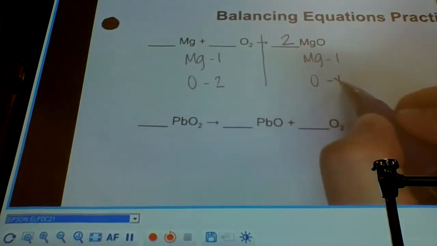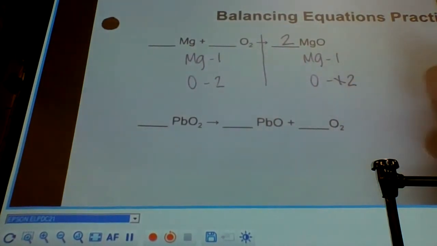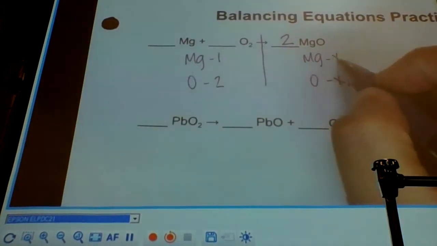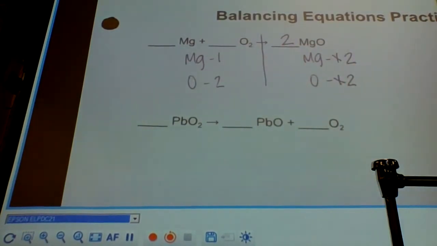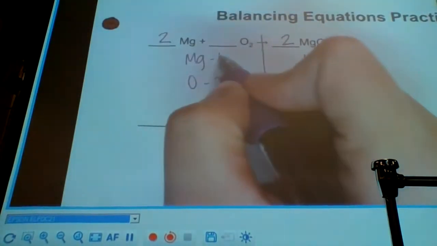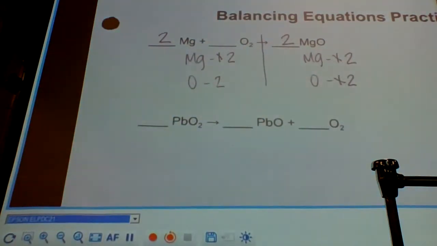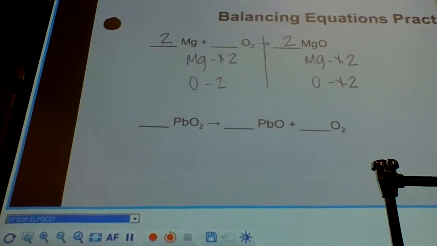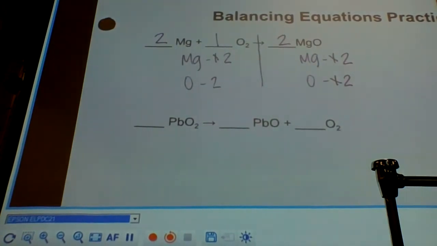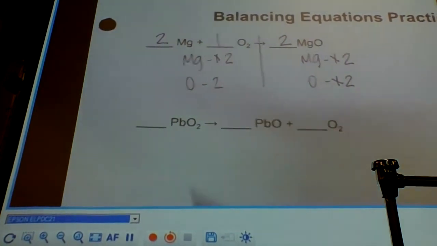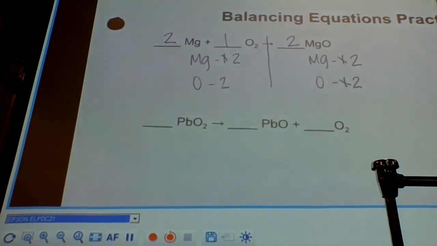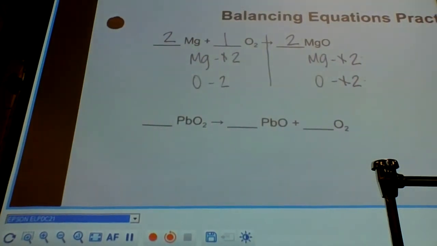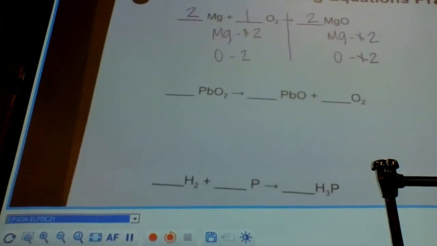So now I have 2 oxygens, but I also have how many magnesiums now? 2. So you have to do the same thing to the other side. Just to Mg there. Yep. 2, 1, 2. So I should get 2, 1, 2 as my coefficients. Okay, and I know that I'm done balancing when these numbers match. Alright, let's move on to the next one.